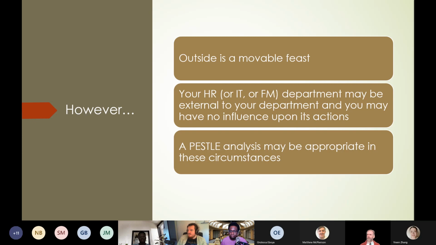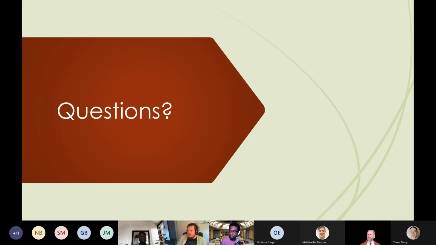So HR, IT, facilities management, whatever it happens to be, depending on where you are and depending on where you're doing this analysis, outside might not always mean not of this organization. It might just mean outside the bit that you're considering. Any questions about that?